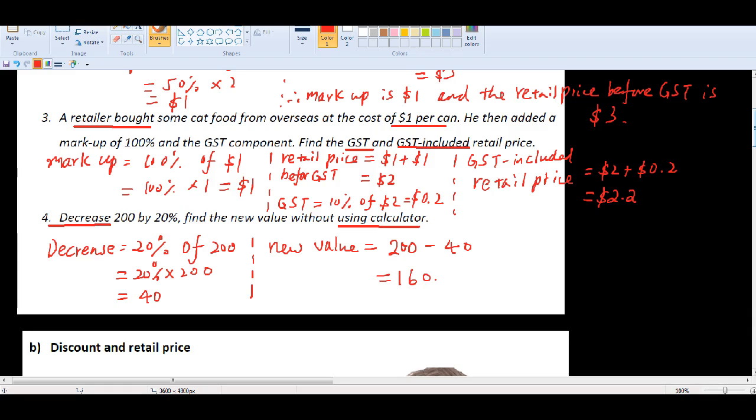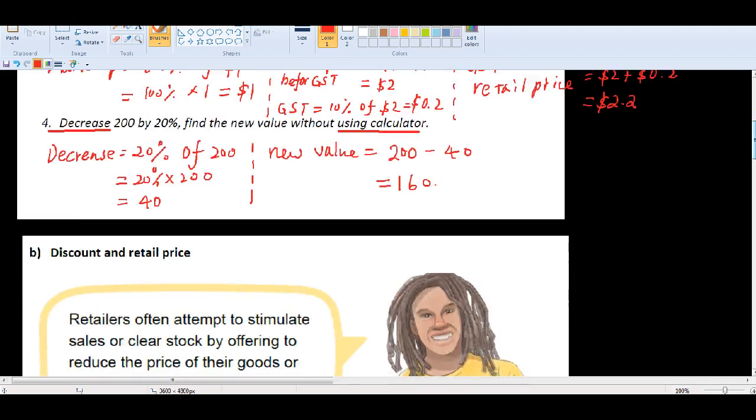Okay, so remember GST must be against the retail price before GST. It's not the cost price. Alright, so the GST is 0.2, and the GST included retail price is the retail price before GST plus that 0.2. Okay, so the last one is decrease.